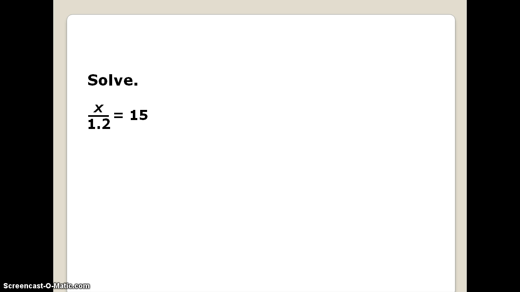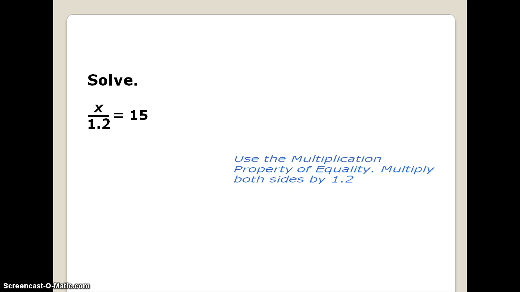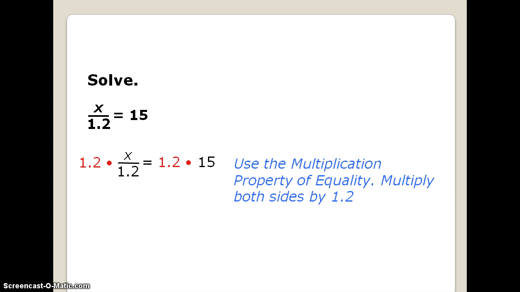Solve again. Now we have x divided by 1 2/10 equals 15. Remember, this is like cross multiplication. Instead of dividing by 1.2, we multiply by 1.2. The 1.2's cancel. We're left with x equals 18. Take a quick second to check 18 divided by 1.2, or 1 2/10, and make sure it equals 15. At this point, you can check with your calculators.